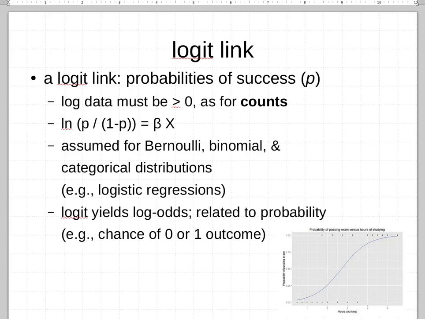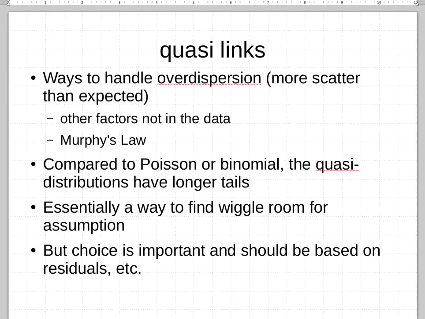Okay, then finally there is this quasi set of links, which are ways to handle over-dispersion. Now, over-dispersion was characterized by Crawley in his big book on R as essentially a statistician's version of Murphy's Law. It's just saying that there are some other factors that we don't have data for that account for some more scatter in our response. There's more scatter than we would expect with the variables that we included in our model.